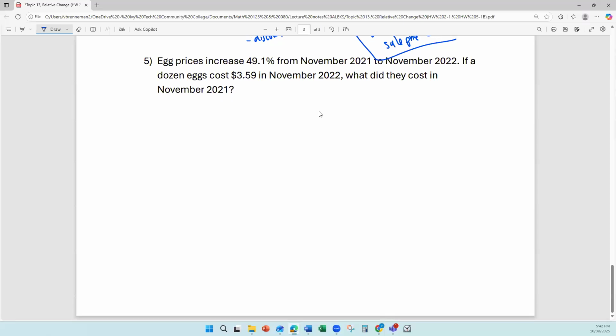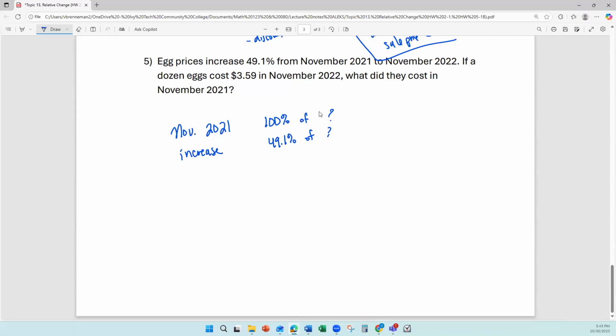And then number 5, egg prices increased 49.1% from November 2021 to November 2022. A dozen eggs cost $3.59 in November 2022. What did they cost in November 2021? So let's set this up. November 2021, that's the original. So that's going to be 100% of, but that's what we don't know, of that price. They increased by 49.1% of that original unknown value.